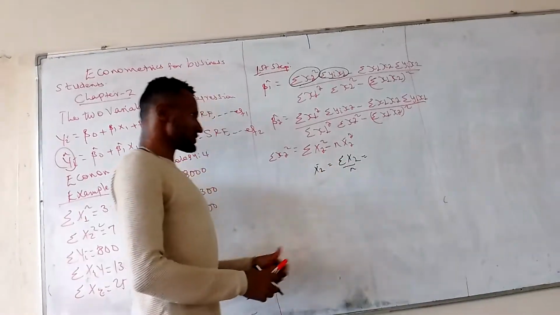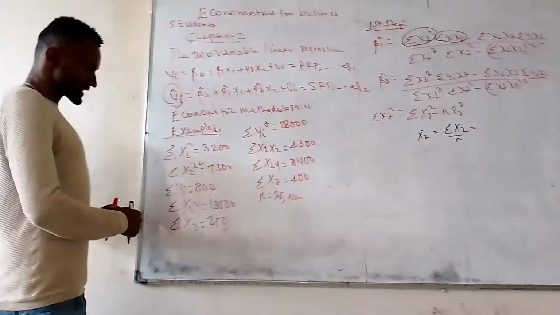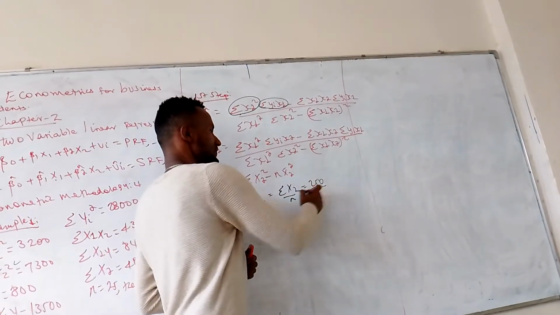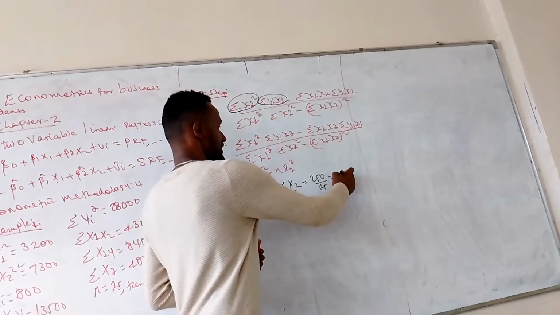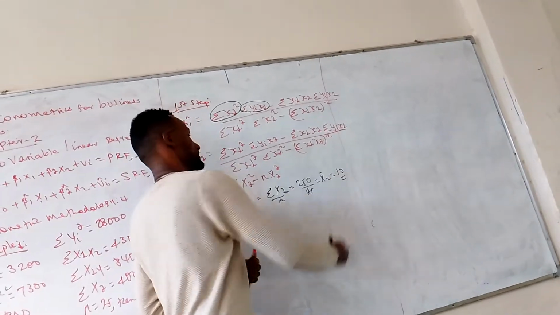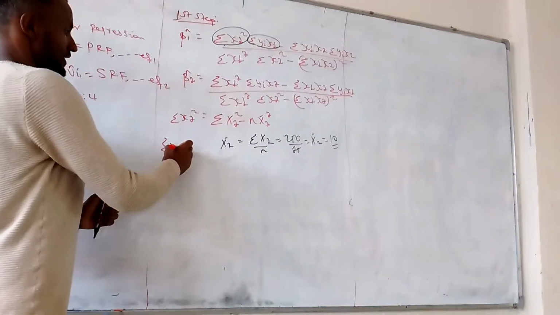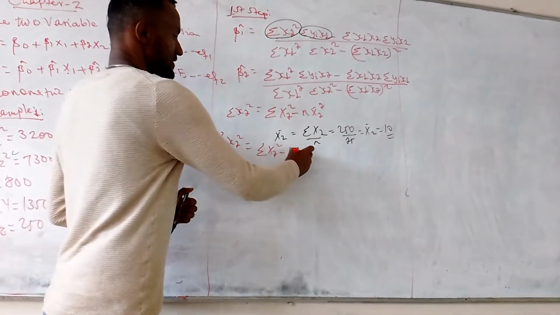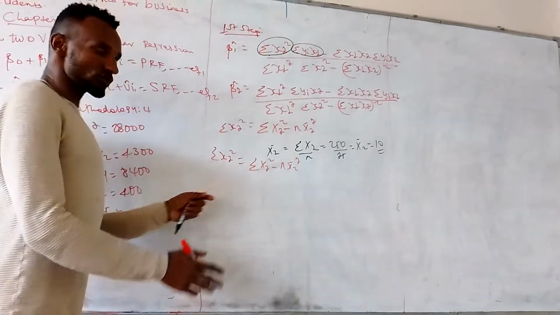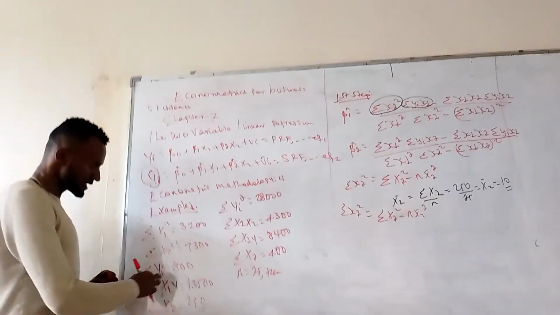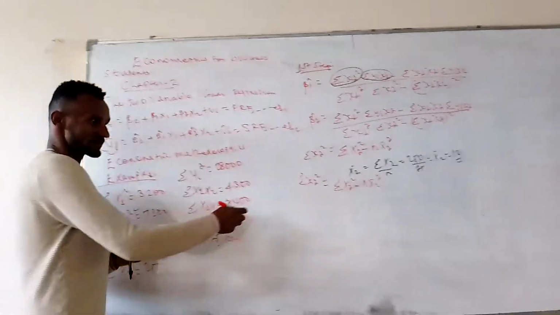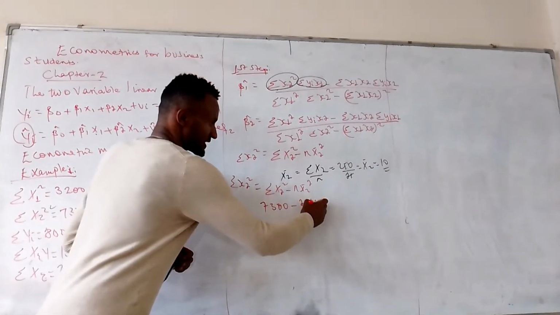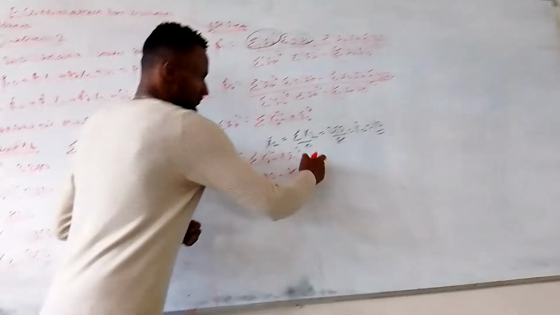So what is our summation of x2? Our summation of x2 is this one, 215, divided by n, which is 25. Therefore, x2 mean is equal to 10. Then the summation of x2i squared is equal to the summation of x2 squared minus n times x2 mean squared. So from our population data, x2 squared means 7,300 minus n, which is 25, times the mean 10 squared.